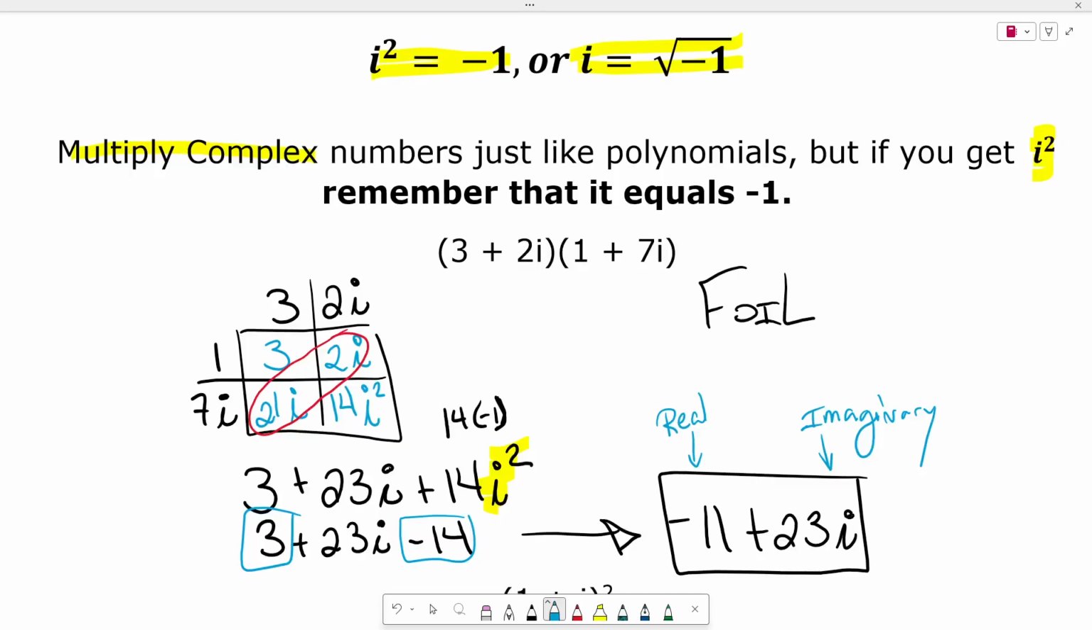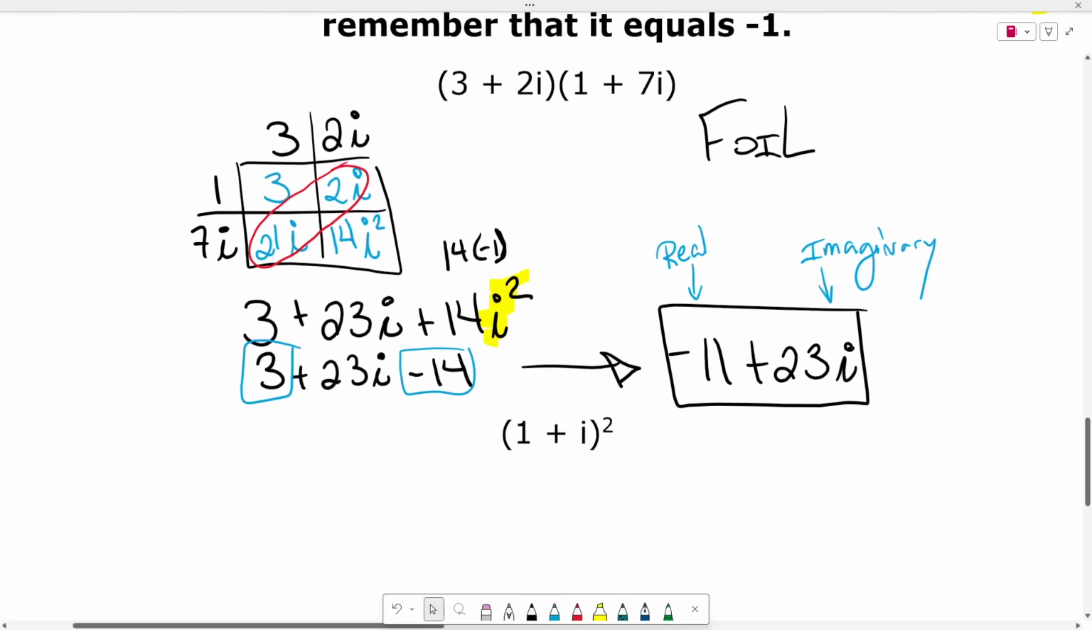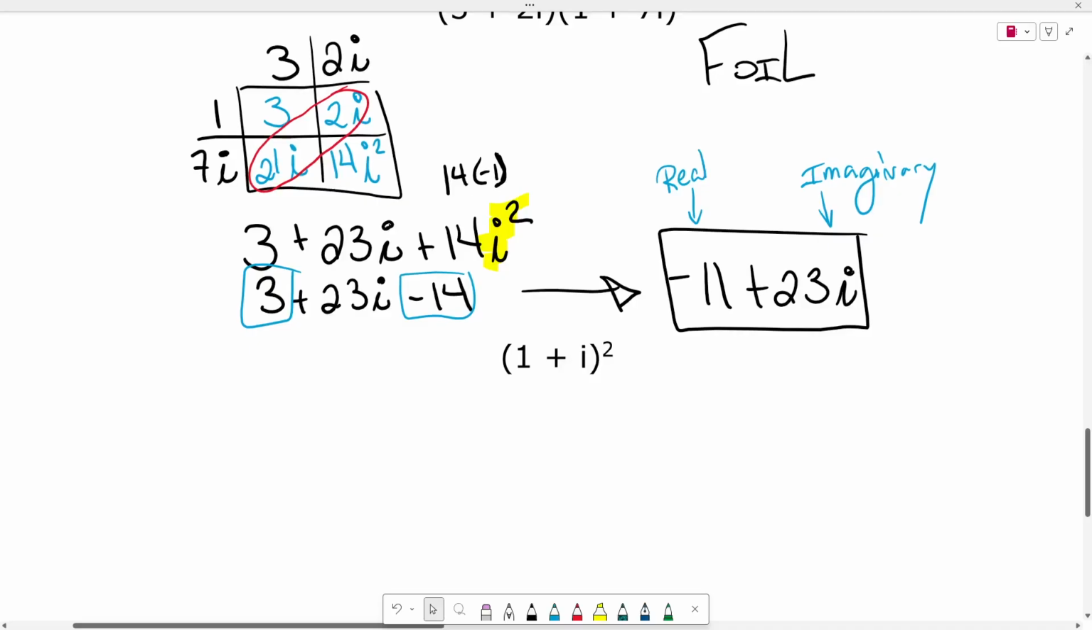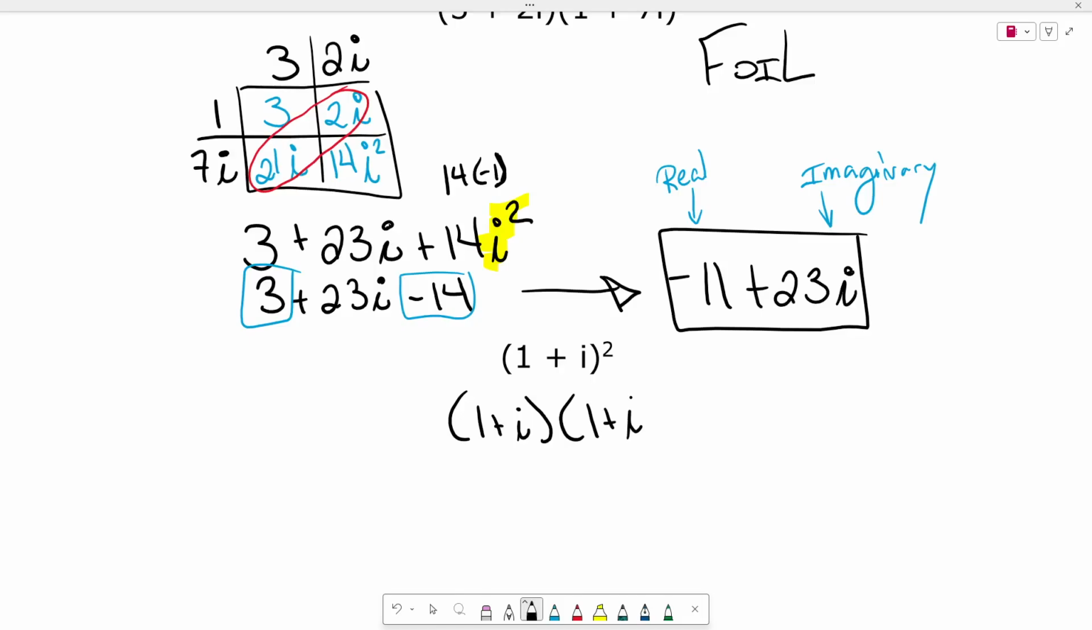So let's look at another example here. This one says I'm going to want to multiply 1 plus i to the second power. So what this really means is I want to do 1 plus i times 1 plus i. And for this one, we're going to wrap our baked potato and use some foil. Because we cook baked potatoes, we wrap them in foil and throw them in the oven. I love baked potatoes. Get them all hooked up nice and yummy.